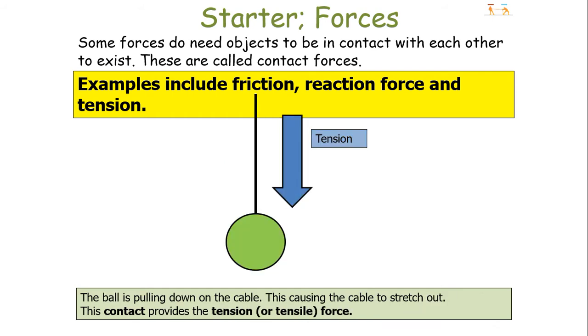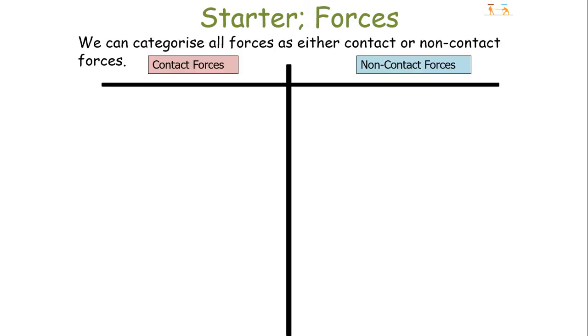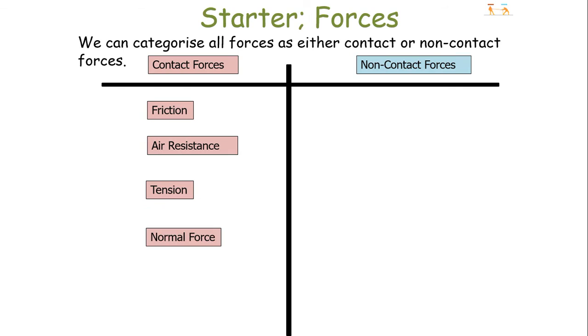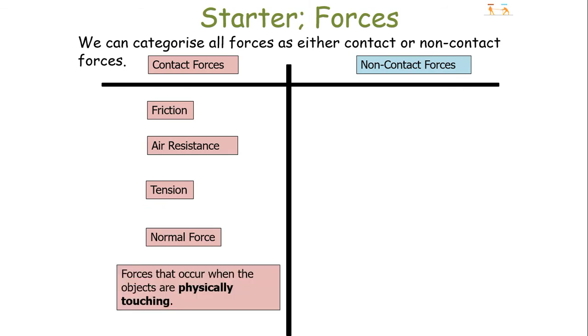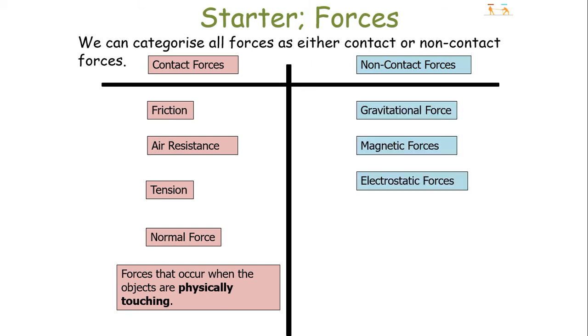In this particular example, the ball is pulling down on the cable. This causes the cable to stretch out. So this contact provides the tension, or tensile force. So we can categorize all forces as either contact or non-contact forces. Examples of contact forces are friction, air resistance, tension, and the normal force. These occur when objects are physically touching, but forces can also be non-contact forces, such as the gravitational force, the magnetic force, and the electrostatic force.